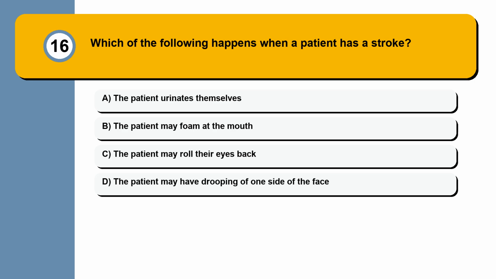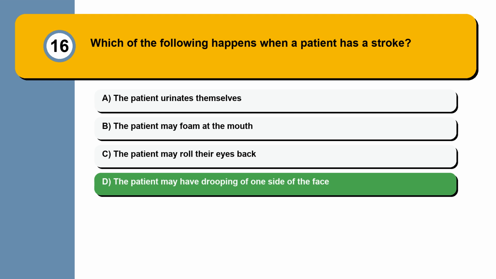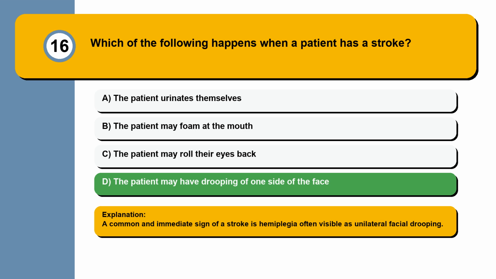Question 16. Which of the following happens when a patient has a stroke? The patient urinates themselves. The patient may foam at the mouth. The patient may roll their eyes back. The patient may have drooping of one side of the face. A common and immediate sign of a stroke is hemiplegia, often visible as unilateral facial drooping.